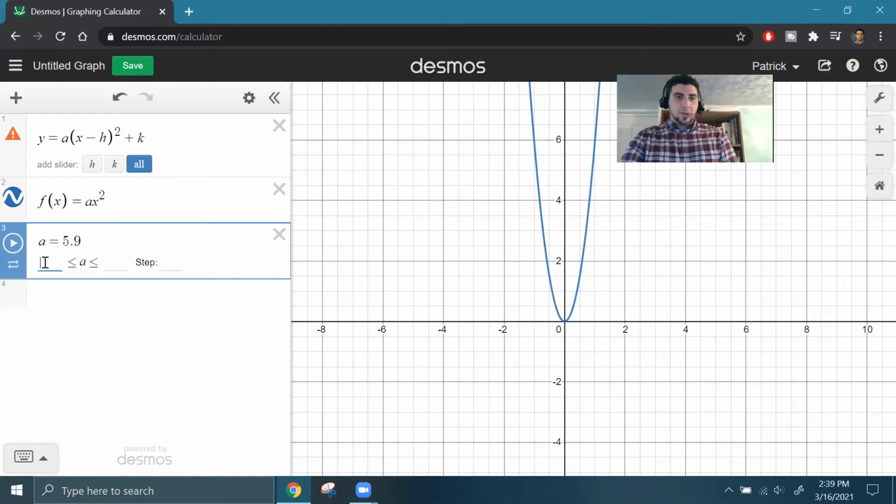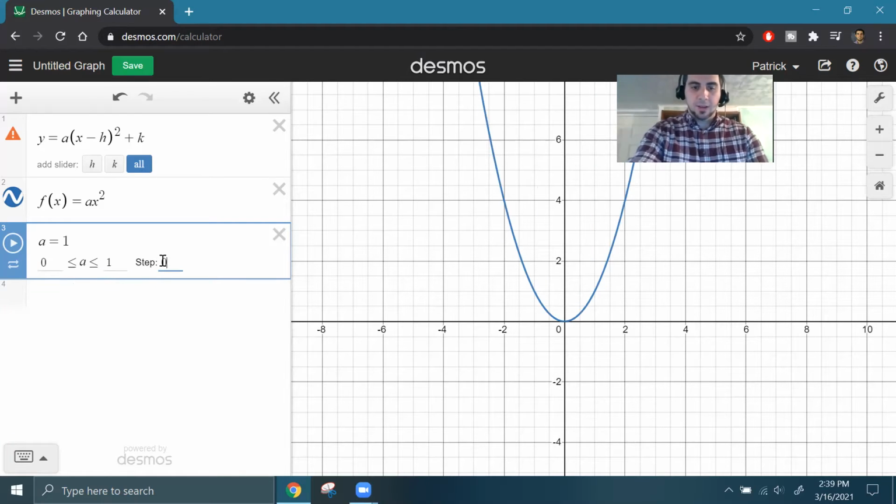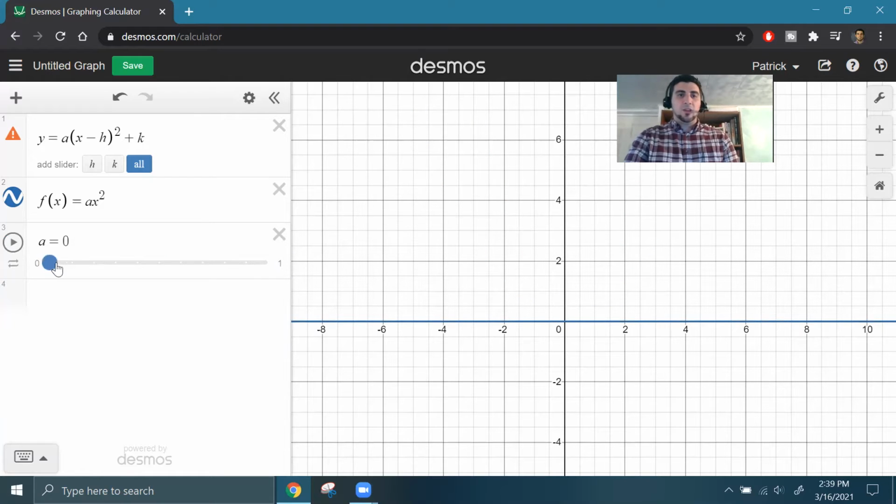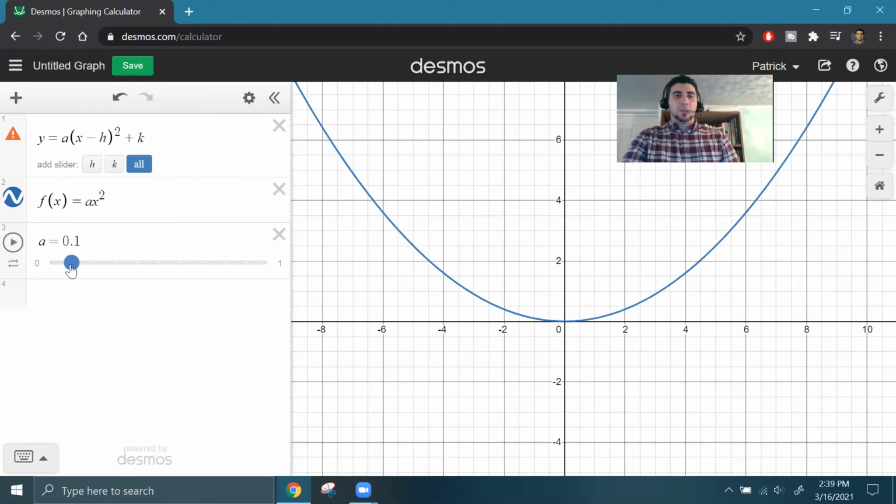Now if I go from 0 to 1 and make my step size 0.01, you don't have to know all that, but all I'm doing is making the values of a decimal values between 0 and 1. Now notice that the graph actually gets wider. So this would represent 0.3 x squared, that would represent 0.2 x squared, and this will represent 0.1 x squared.